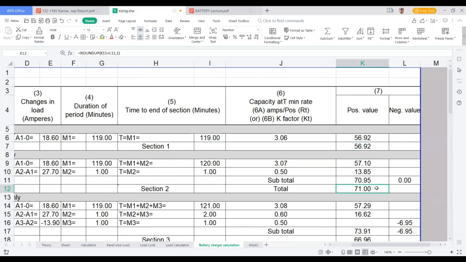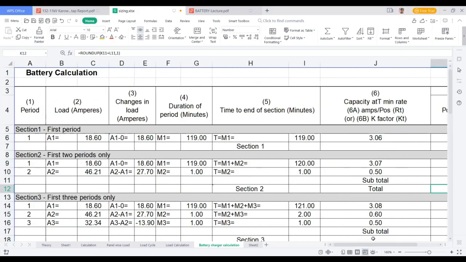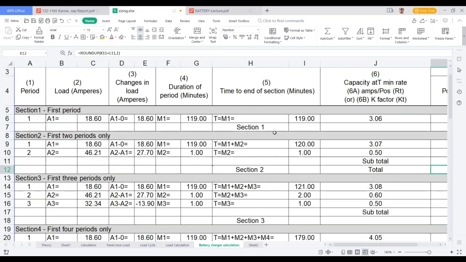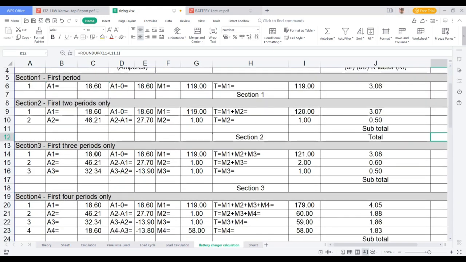Now I have to say, if I'm selecting a 71 Ah battery, it can feed the load of continuous 18.6 for 2 hours, and at the last minute it is also capable of feeding 27 amps extra. That is my conclusion. And next, I am looking into the first 3 periods: 18.6, 46.21, and 32.34.